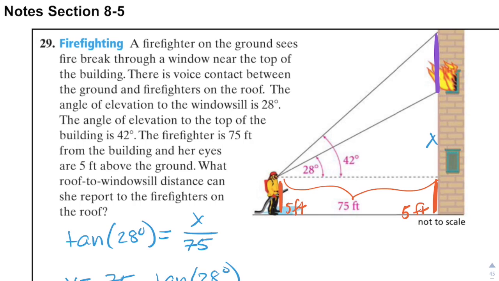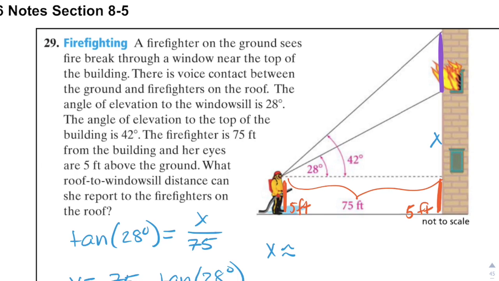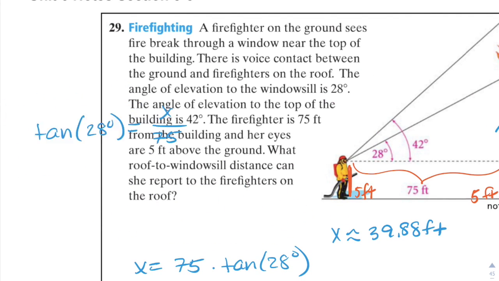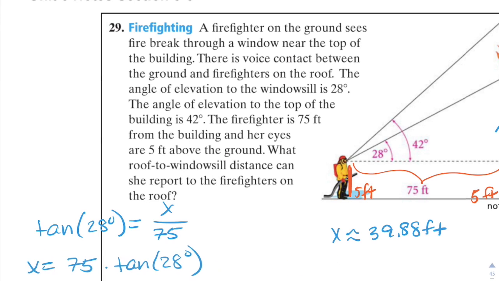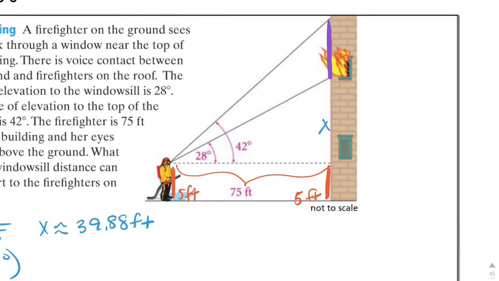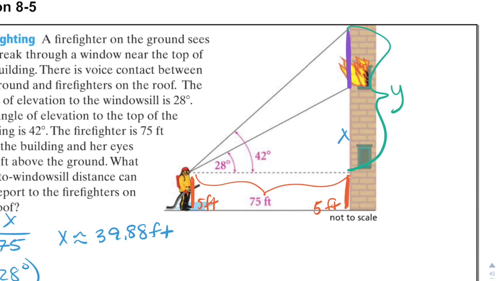75 tangent of 28. And that is about 39.88 feet. So that is x. Now I need to solve for another variable. Let me say that y is the whole thing. There's no way to solve just for this little portion yet. I need to solve the whole length. I'm going to call the whole length y. Once I find y, I can take x away, and it will give me the rest of what's left over.